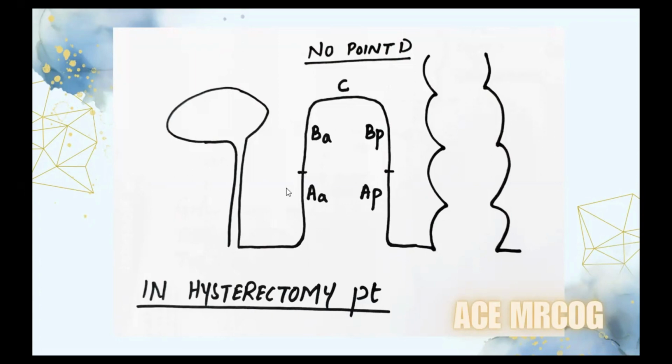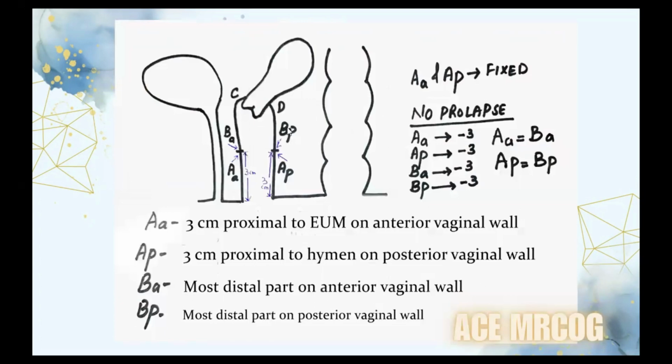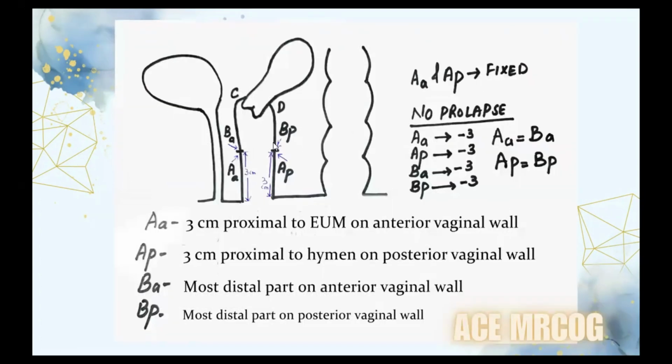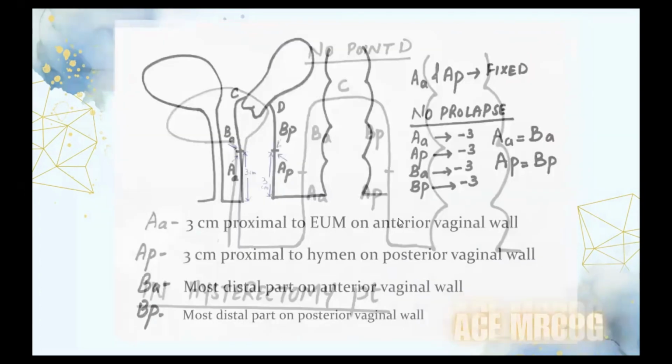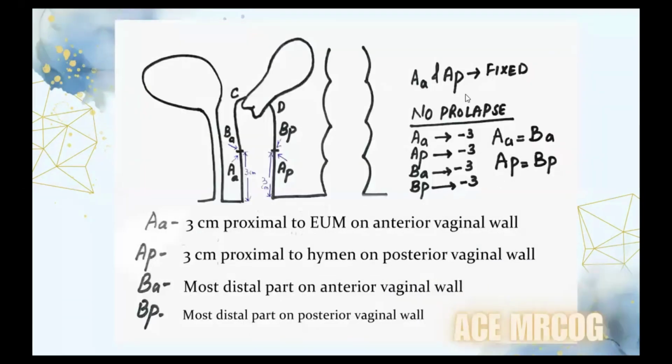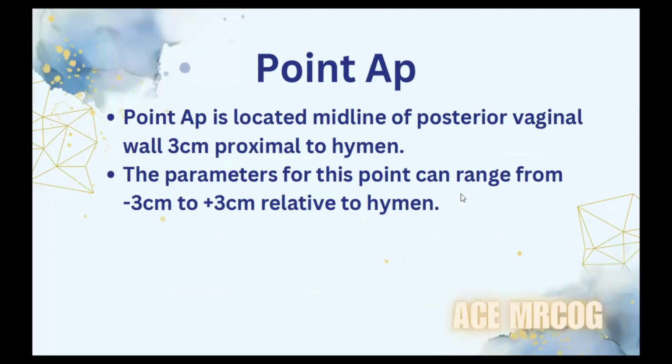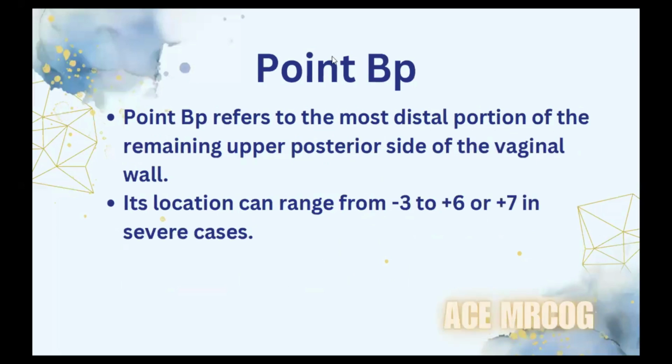C can prolapse as well, like it can be a procidentia when the point C is outside. So this is basically a hysterectomized patient and this is a normal patient. So I hope everyone is very clear about the positions AA, BA, AP and BP. And I told you the normal value for all of these is -3. This will help you in understanding the grid. Is anyone having any problems about these points?